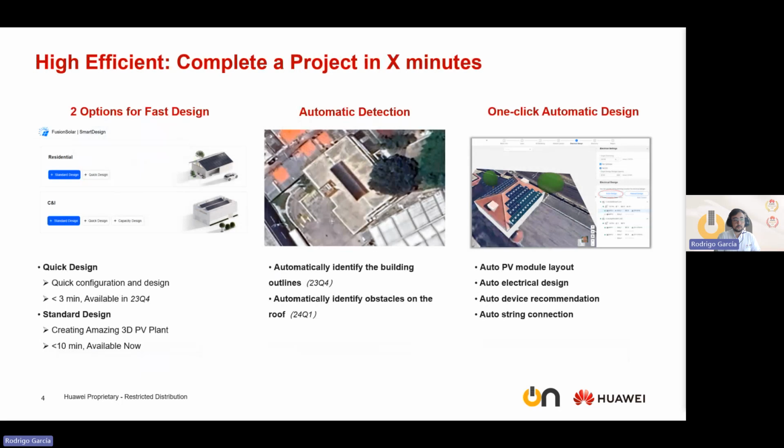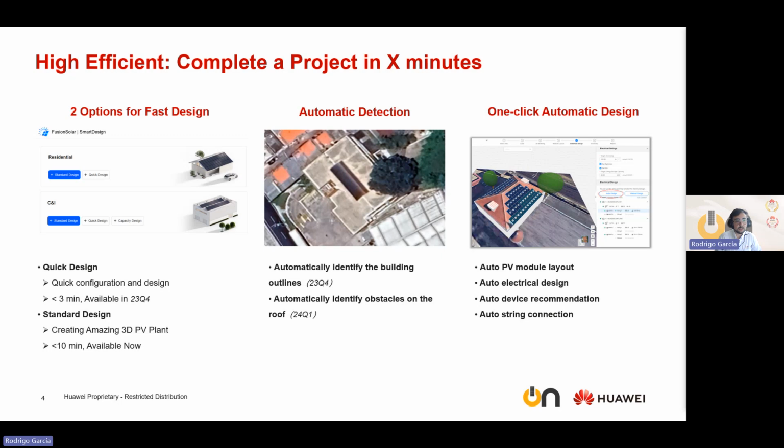Continuing with this, one of the good things of Smart Design is that it is highly efficient. It gives you two options for fast design: the quick design and the standard design. The quick design will make a quick configuration. It will ask you a couple of key aspects of the project. And then there is the standard design. This will help you to design the project step by step, starting from selecting which grid voltage the project will be working on.